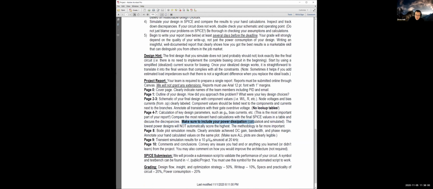You need to show me your power dissipation, both simulated and calculated. And I will point out that in the past, students have spent 99.9% of their time striving to get the absolute lowest power, okay? And this came at the expense of their report or their methodology, that essentially they couldn't explain how they got the lowest power, but they got the lowest power. That will not automatically get you the best score in this report. The project is one for you to learn how to do this and explain how to do this.